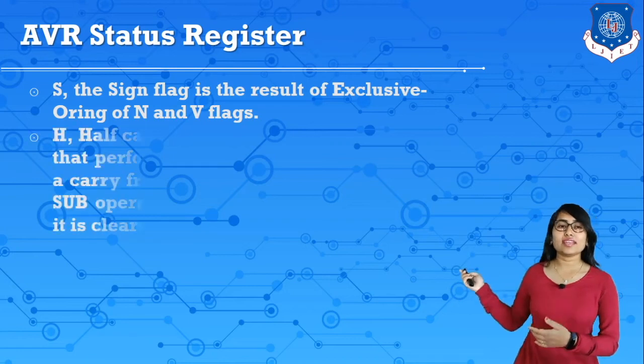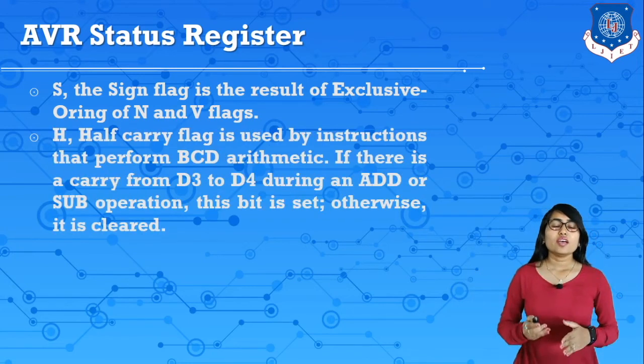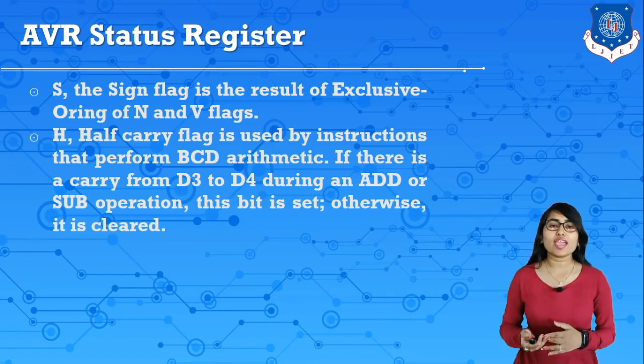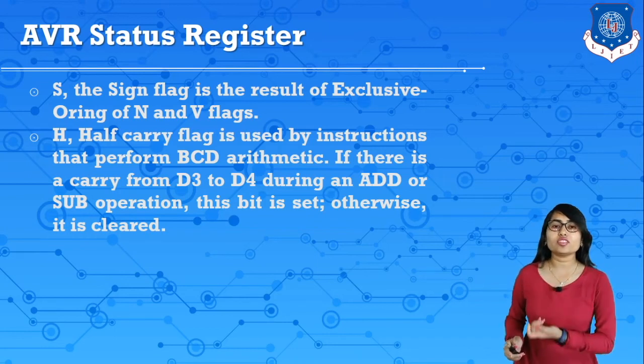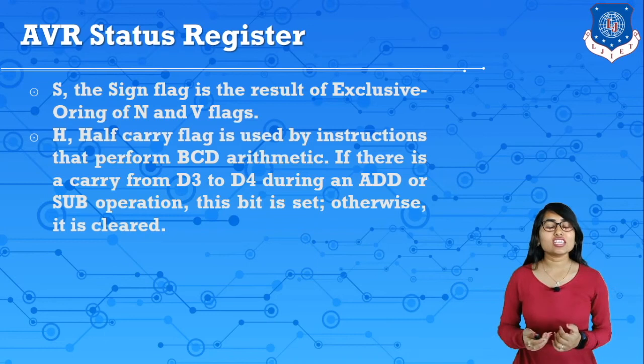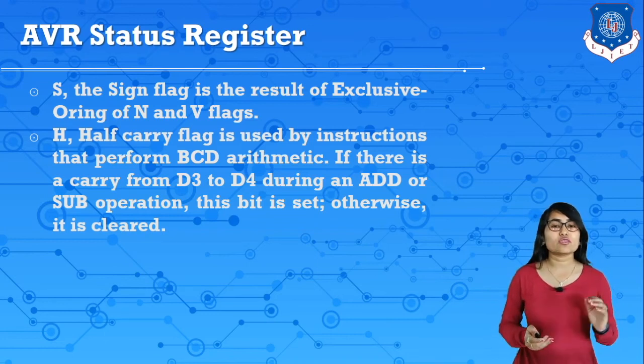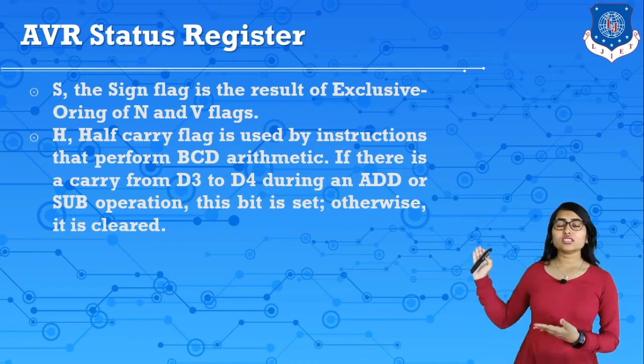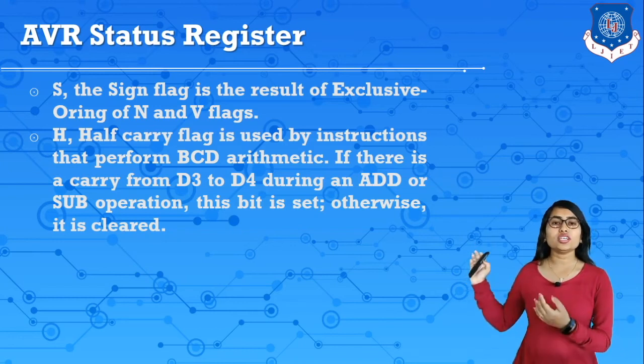Then the next bit is the half carry flag. This half carry flag occurs when we have a carry. What is half carry? We have a total of 8 bits. If after addition of the lower 4 bits there is a carry and this carry is forwarded to the 5th bit, then the half carry bit is equal to 1, otherwise it will be 0. So if there is a carry from D3 to D4 during an addition or subtraction operation, this bit is equal to 1, otherwise it is clear. These are the useful flag registers.